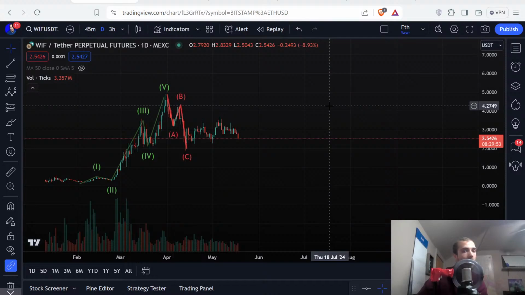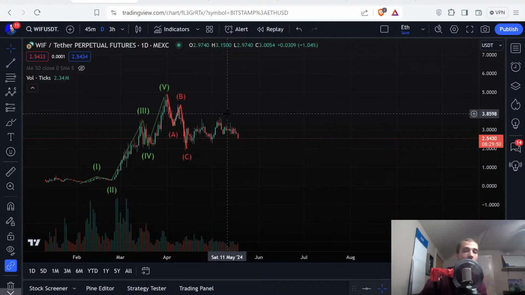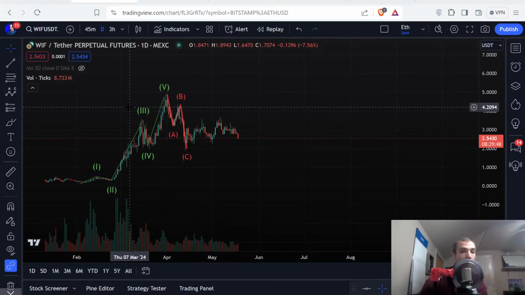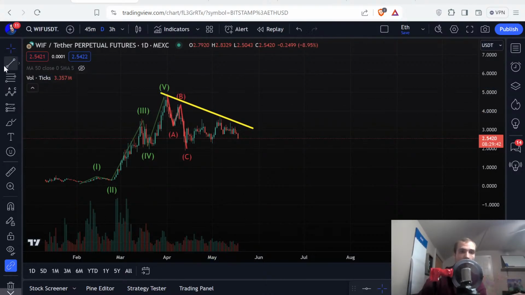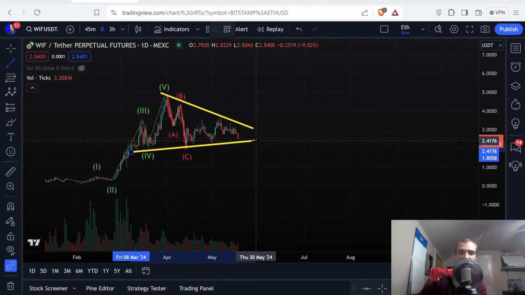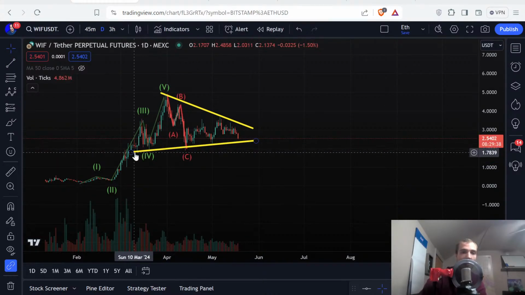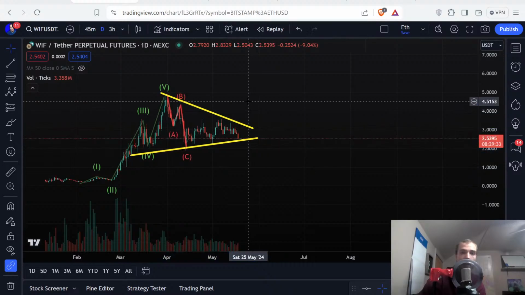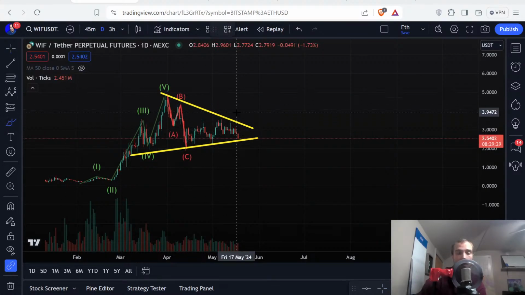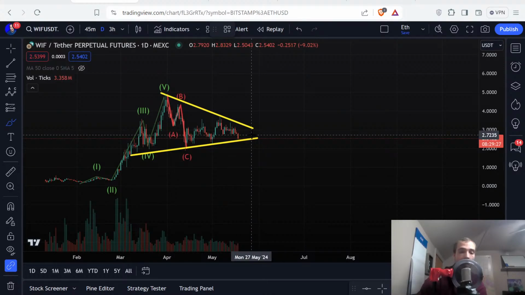I'm bullish on WIF. I think WIF is going to do really good this cycle. And people, you don't have to agree with me. I don't care if you disagree with me. It's cool. But I'm bullish on WIF. We're in a triangle pattern right now. We did an ABC correction, 5 waves up. We're just kind of chopping around in this range. I personally think that we're going to see a big move on the upside with WIF.